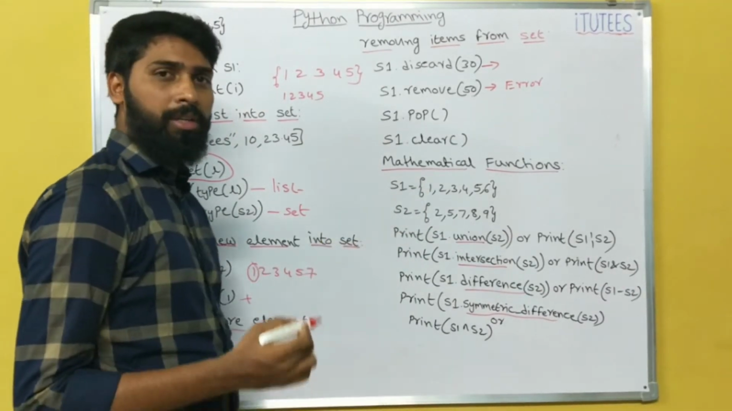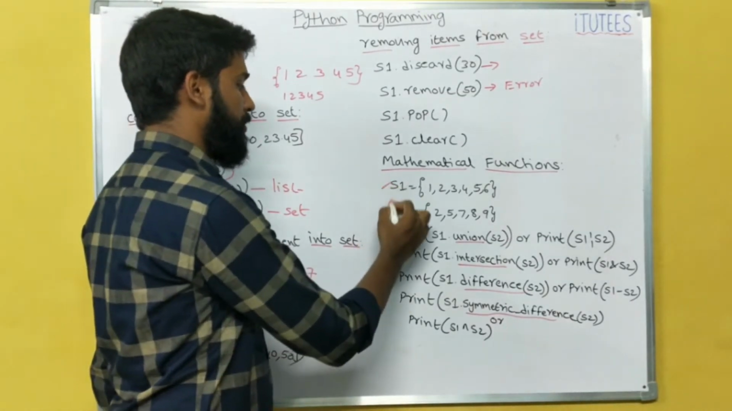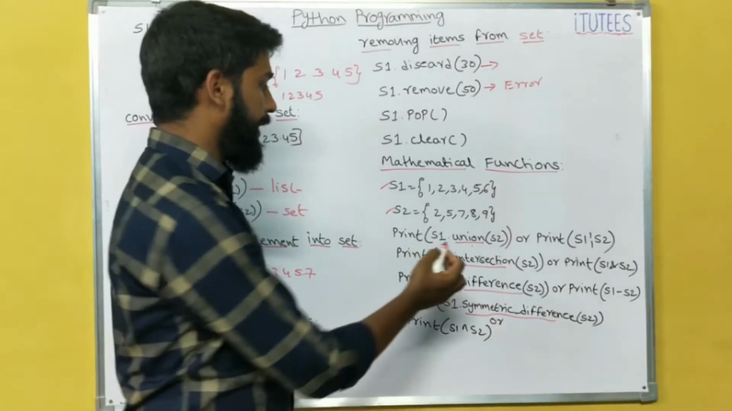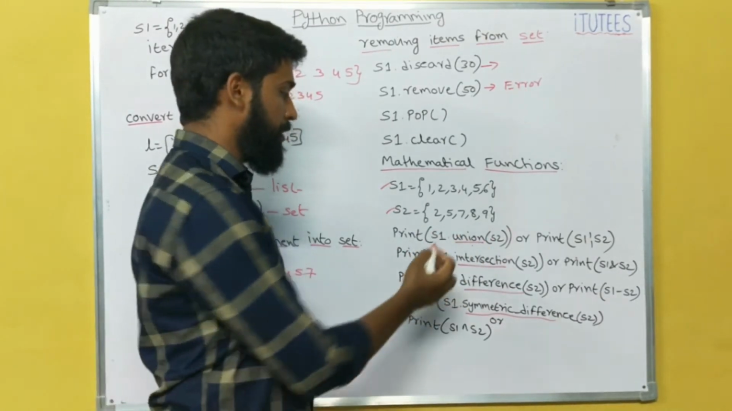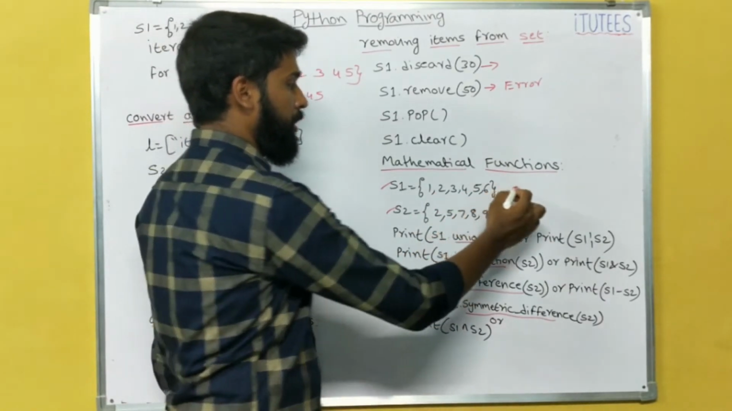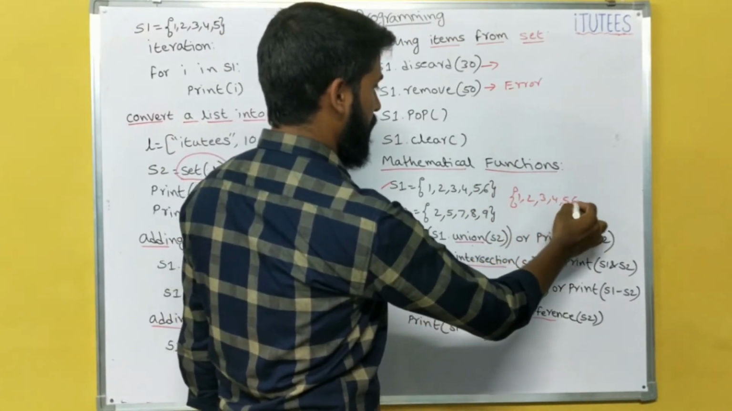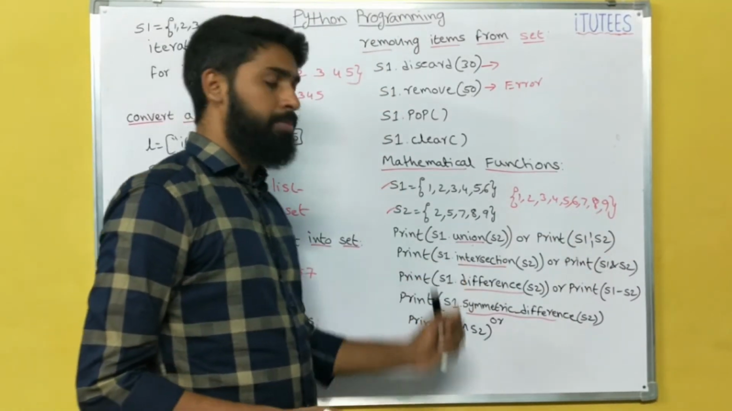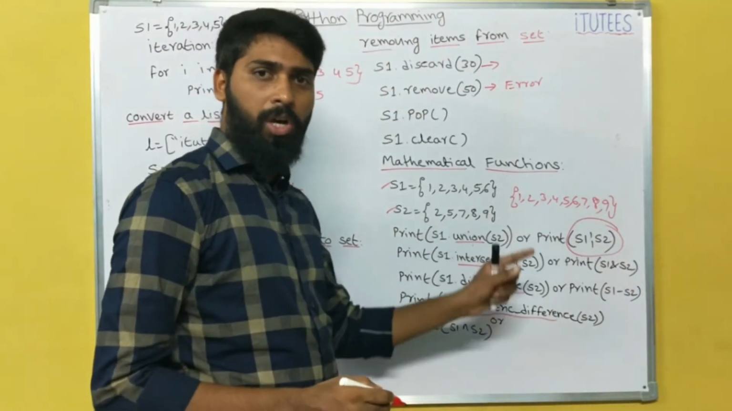Now we can see the different mathematical operations we can perform on sets. We are taking two sets, S1 and S2. So this is the union function. What is the union function? It returns all the elements that are in either of the sets. So S1 is 1, 2, 3, 4, 5, 6 and S2 is 2, 5, 7, 8, 9. What is the union? All the elements: 1, 2, 3, 4, 5, 6, 7, 8, 9. So this is the union. You can perform this union operation like this also: S1 | S2.